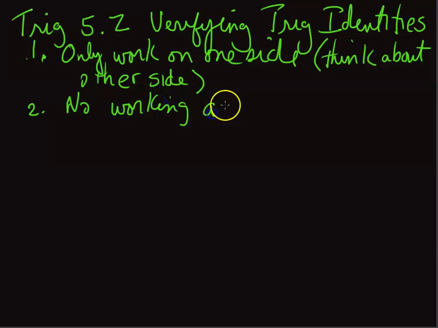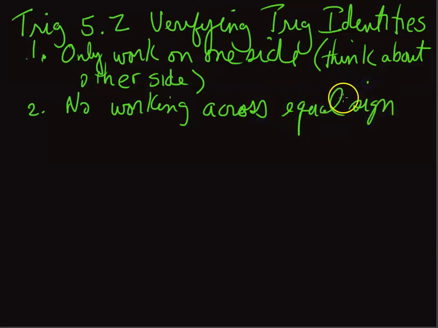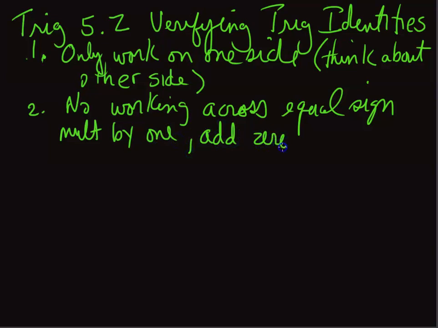What does that working across the equal sign mean? Well, that means you can't multiply both sides by the same thing. You can't add the same thing to both sides. You work on one side, so you're really multiplying by ones and adding zeros, whatever that might mean. Multiplying by ones could be 5 over 5, could be sine theta over sine theta, whatever you might need, but that's all you can multiply by.